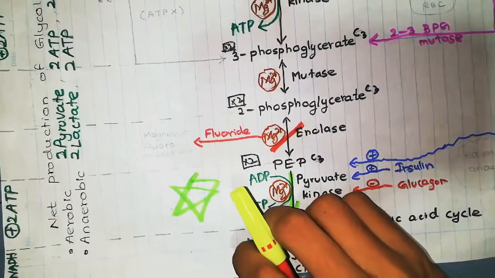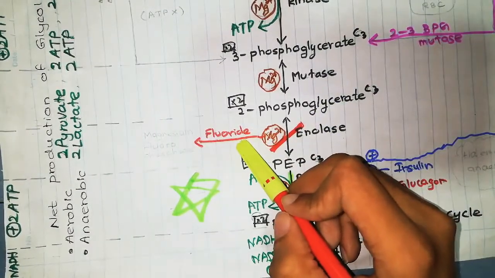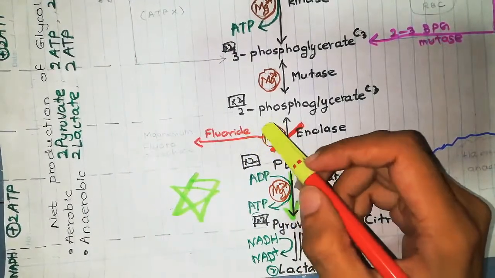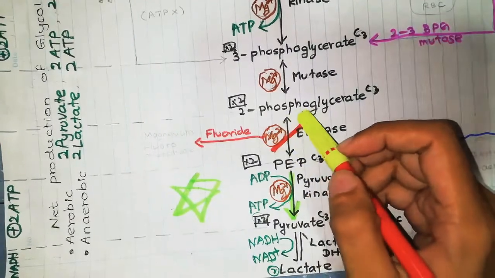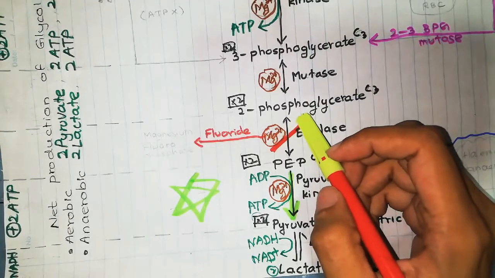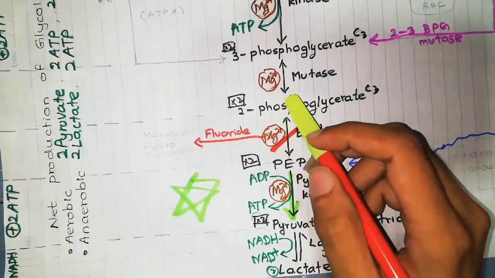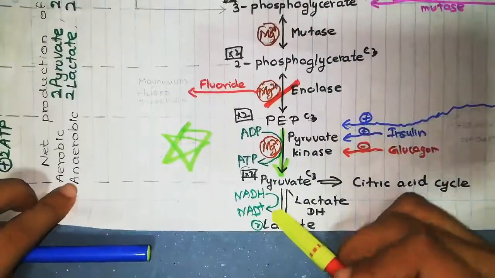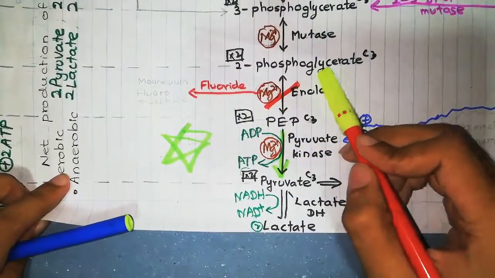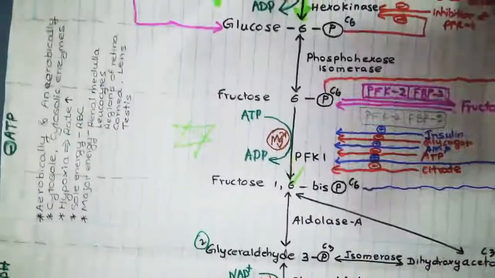Okay, and the uses of these fluoride ions: sodium fluoride is added to the samples of blood collected for glucose estimations, and the fluoridation of water decreases dental caries because it reduces the lactate production by the mouth bacteria. Okay, so this stops the entire glycolytic pathway.